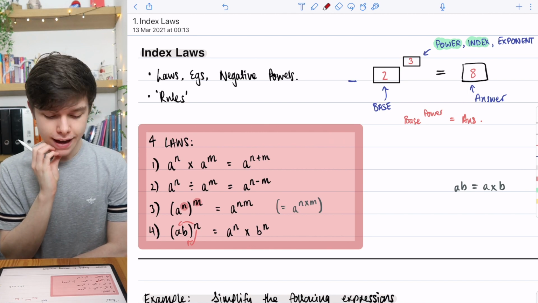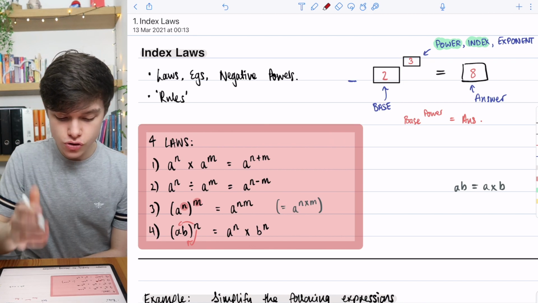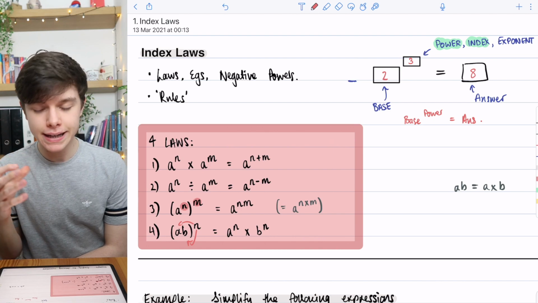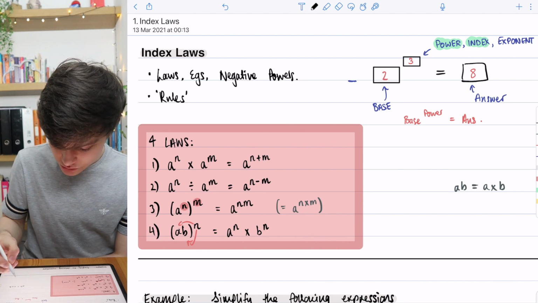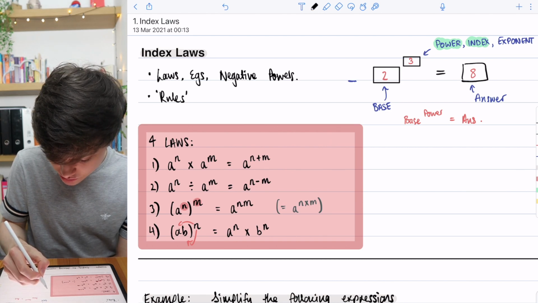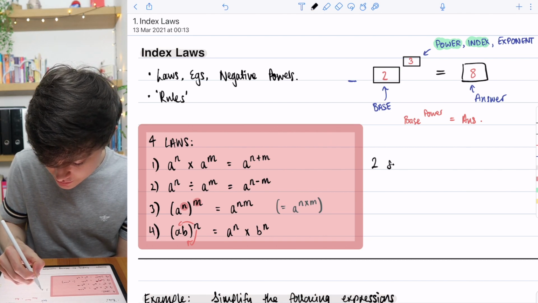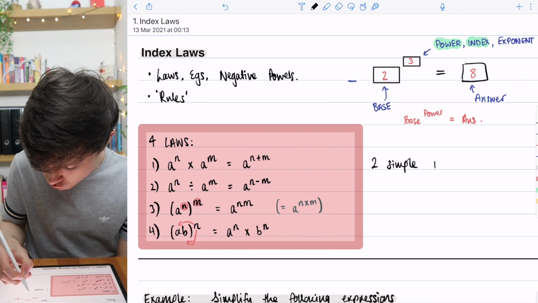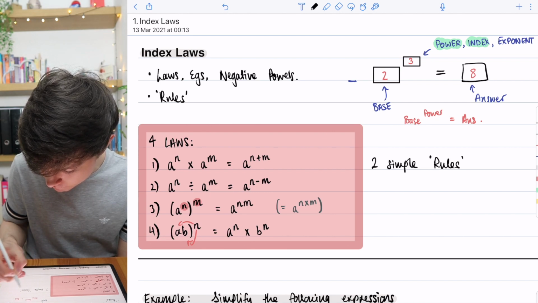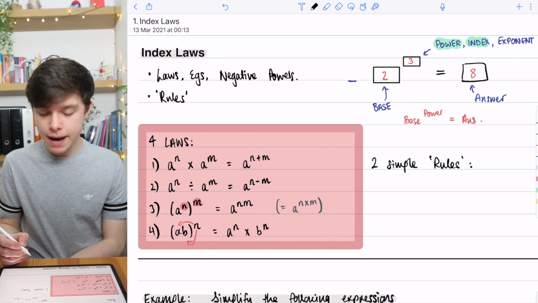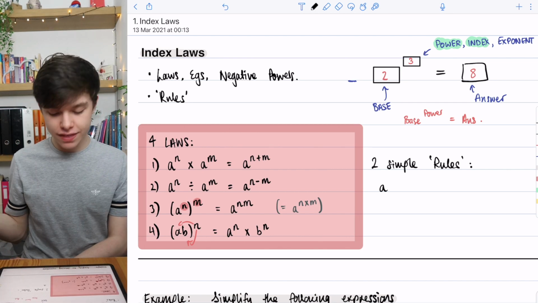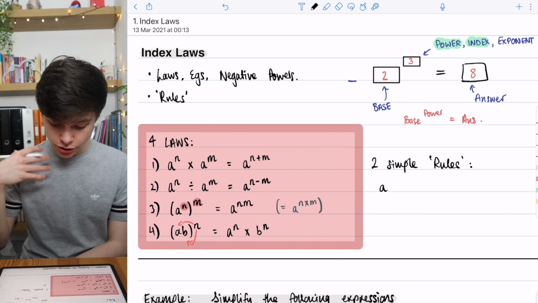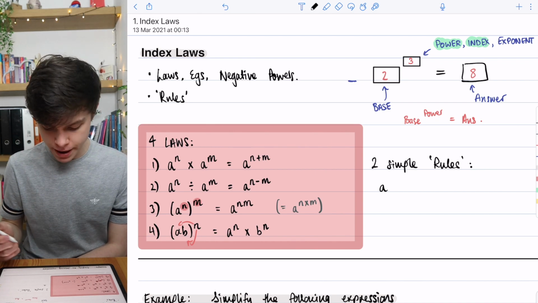Some other rules as well that I want to have a look at is just some simple things that you might need, well, you will need to know, but you might already know them. So let's just get rid of that, and let's just have a look at two simple rules here. Now it's a bit obvious and you might know them, but a can be anything we like. A is a variable here, so we're going to substitute numbers in. It works for any number.